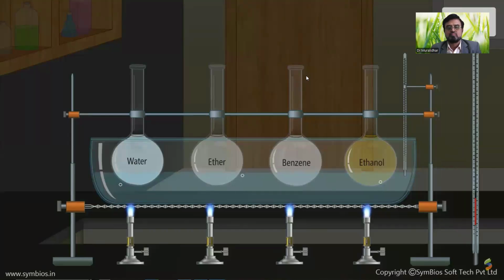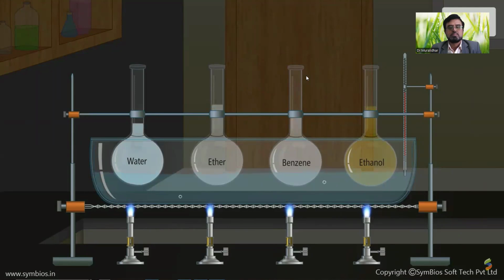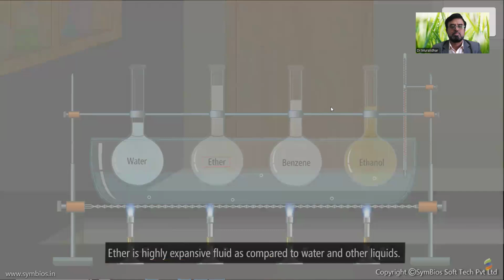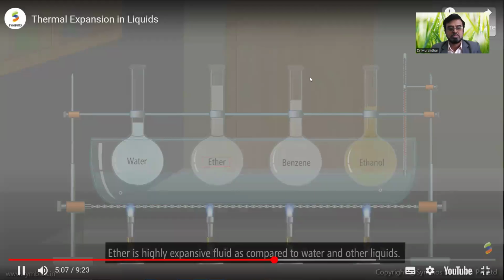The flasks expand first and the levels of the liquids go down. Later, the liquids start expanding and the volume of each liquid is seen rising with the increase in temperature. The temperature rise for each flask is the same. However, the volume increase in all the 4 liquids is different. The ether shows the highest increase in volume. We can say that ether is a highly expansive fluid as compared to water and other liquids.